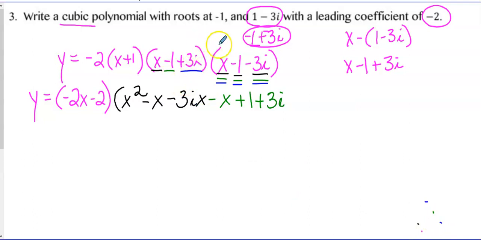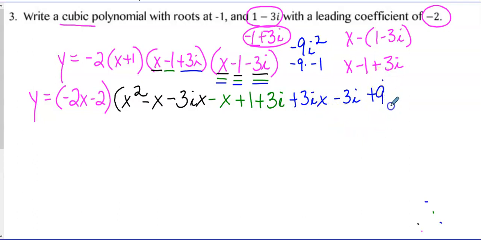Okay, 3i times x is plus 3ix. 3i times negative 1 minus 3i. 3i times negative 3i. Let's talk about what that is. That is negative 9i squared. Negative 9 times i squared is negative 9 times negative 1. So that is plus 9.